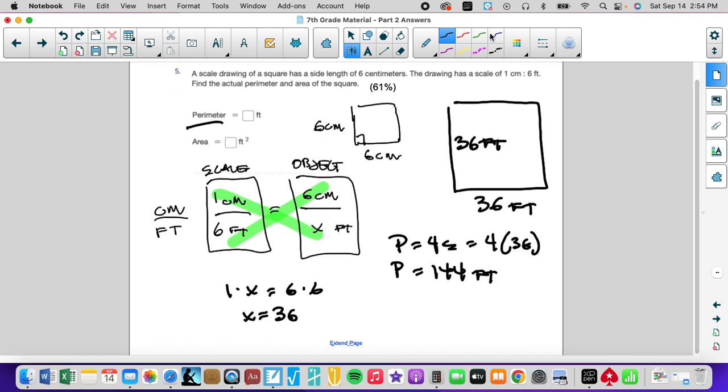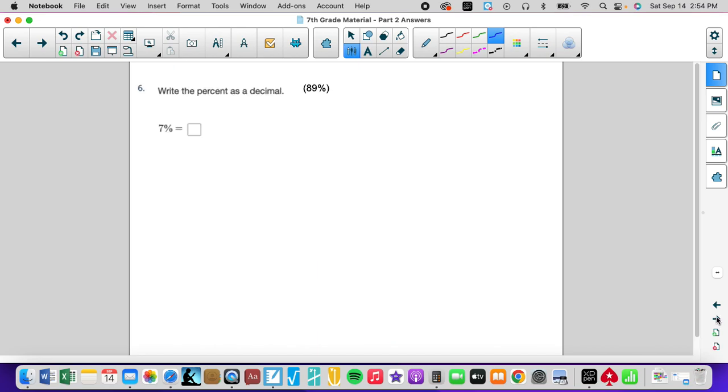And then the area formula for a square is s squared. And we know the side is 36 squared. So the area is going to equal 1,296 feet squared. So that would be my area answer. Okay, so pretty straightforward. We're just scaling an object. This is my scaled version. This is my actual version. This is my scaled in centimeters, and my actual would be feet. So we're just using that info.